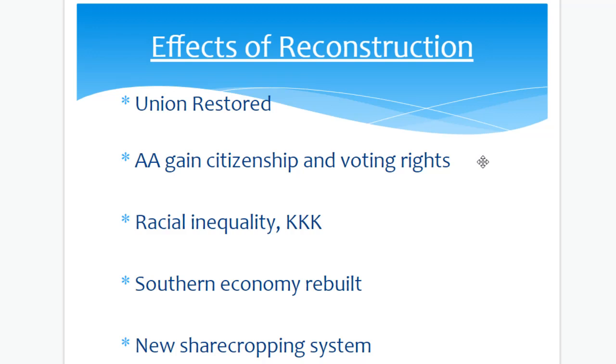The African Americans gained citizenship and voting rights, but again, they were never truly free at this point in time. I'm going to show you some things through some voting, the actual voting tests that were given in some states. You're still going to see racial inequality, and you're going to see a rise in the Ku Klux Klan. The Southern economy is going to be rebuilt, but again, it's going to be on the backs of mostly slave labor, even though it's not considered slavery at that time. And we're going to have a new system called sharecropping in the South.